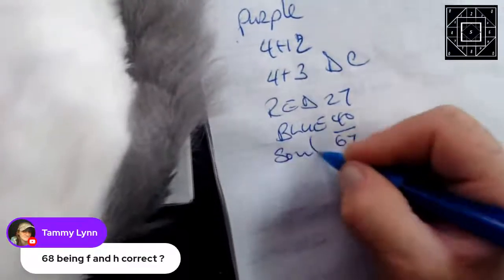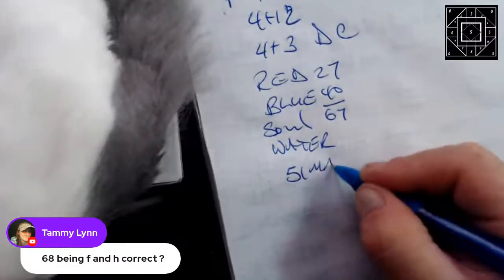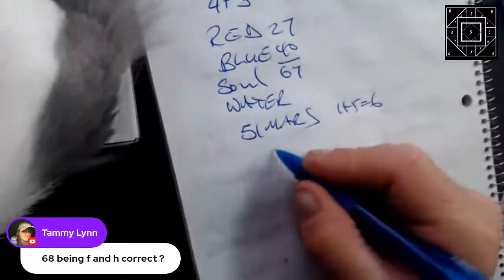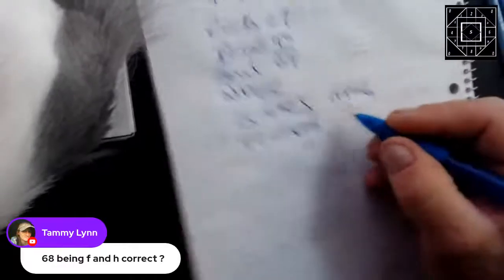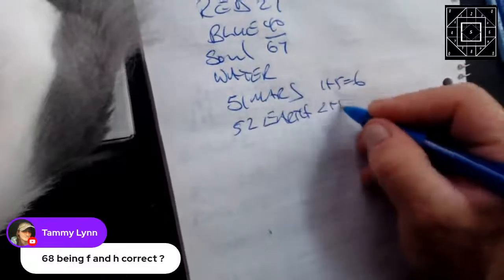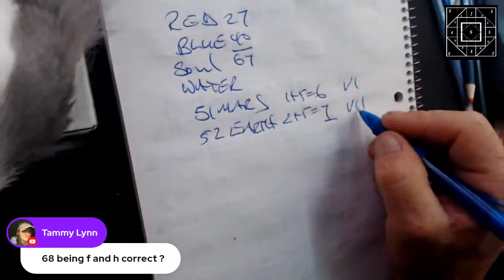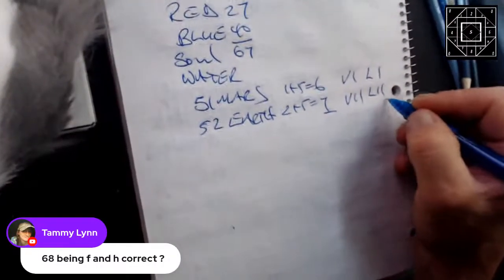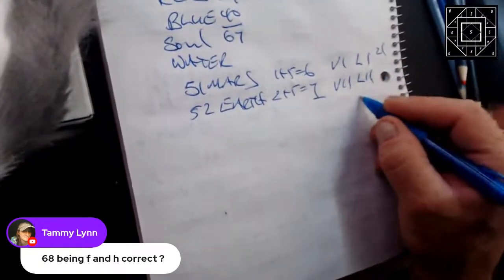I can go for soul. I can go for water. But I can also go for 51 Mars, stemming out to 1 plus 5 equaling 6. And I can go for 52 Earth, which stems out to 2 plus 5 equals 7. I can also do this in Roman numerals, even though it's this and this. 12 and 9, 21. 12, 9, and 9 equals 30.